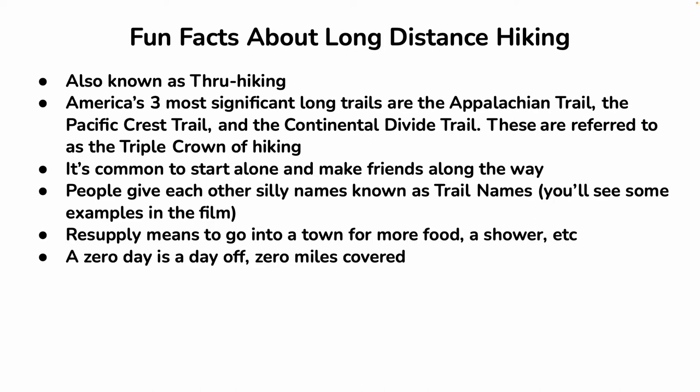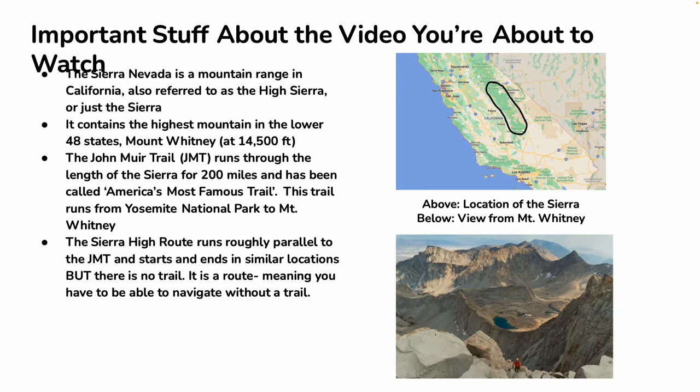So now let's give a little bit of background information about the video that we're about to watch so that you're kind of as up to speed as we can get here. So the Sierra Nevada is a mountain range in California, also referred to as the High Sierra or just the Sierra. Does anybody know roughly where that is, or have you been there? Has anybody been to Yosemite? So Yosemite is in the High Sierra, and I have a pointer, right? So right there, that is where the High Sierra is.